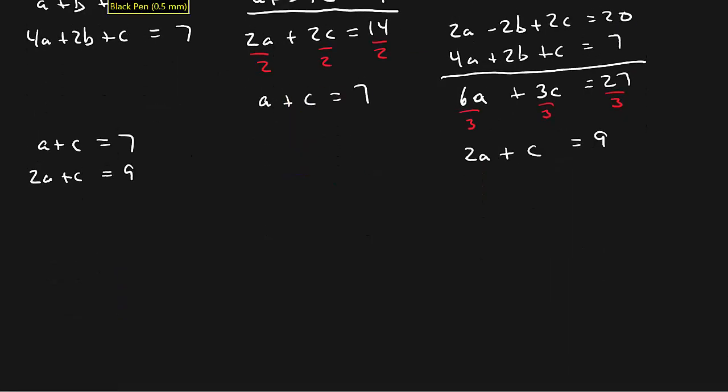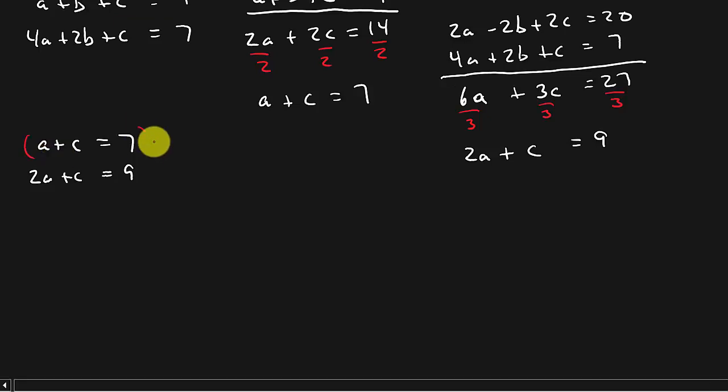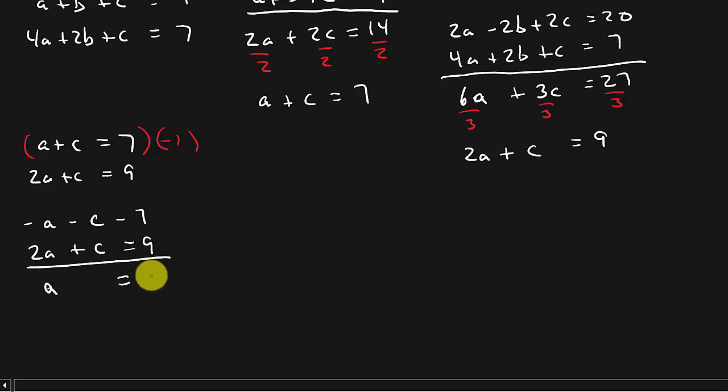So what I can do here is, how about we multiply this by -1. That'll give me a negative c there. And so that's going to be -a minus c equals -7, and then 2a plus c equals 9. And so that's going to be a equals 2. So a equals 2. Okay.